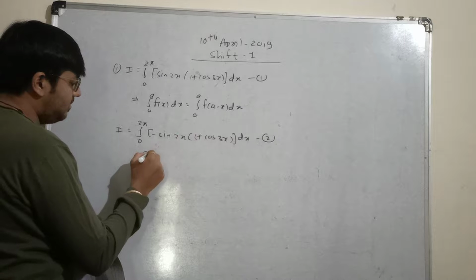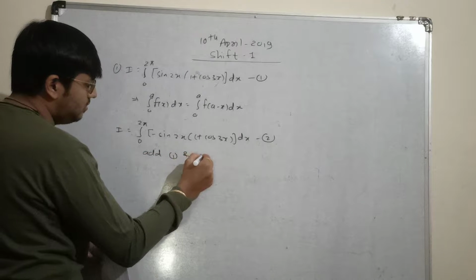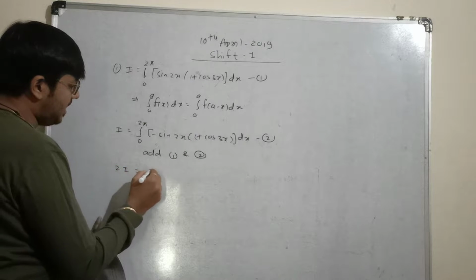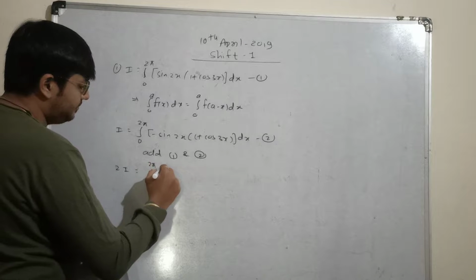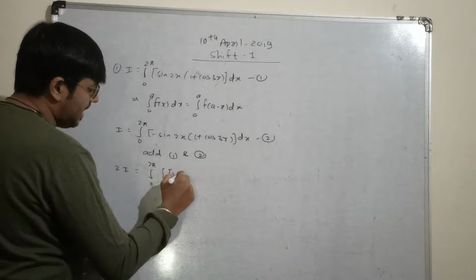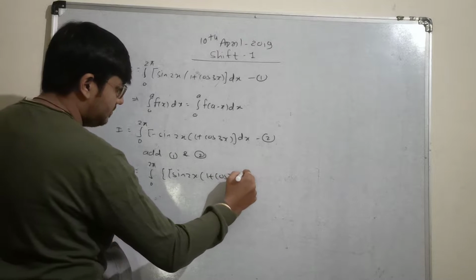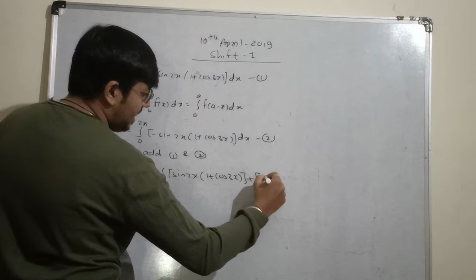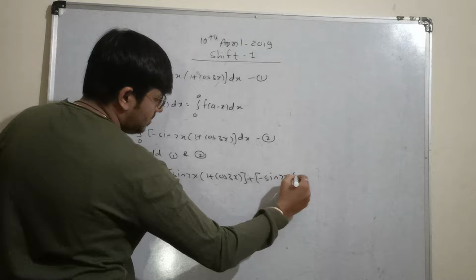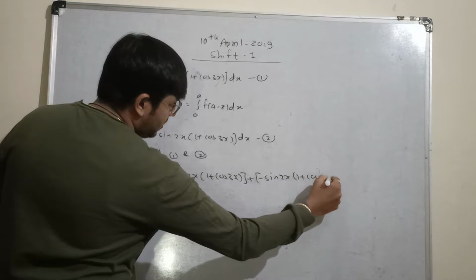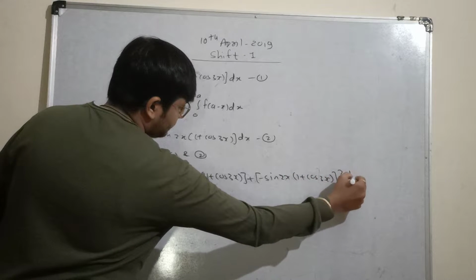Now if I add 1 and 2, so I'll get 2I as 0 to 2 pi sin 2x into 1 plus cos 3x plus minus sin 2x into 1 plus cos 3x dx.